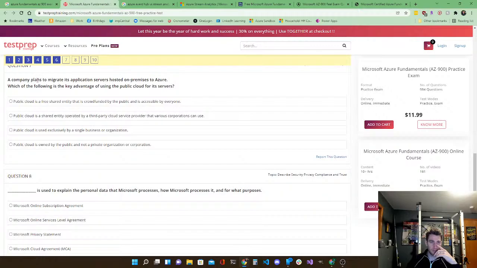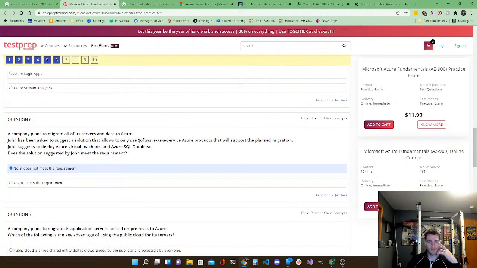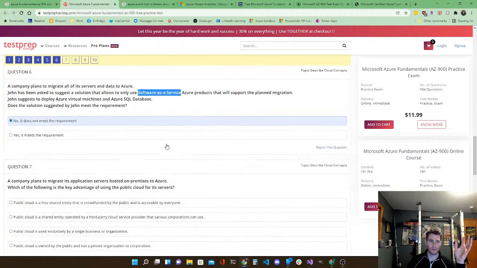Examples of software as a service would be something like Office 365 or Salesforce, Dynamics. There's a whole bunch of these different things where you just sign up for some sort of subscription. You don't write code, you're just using software as a service.